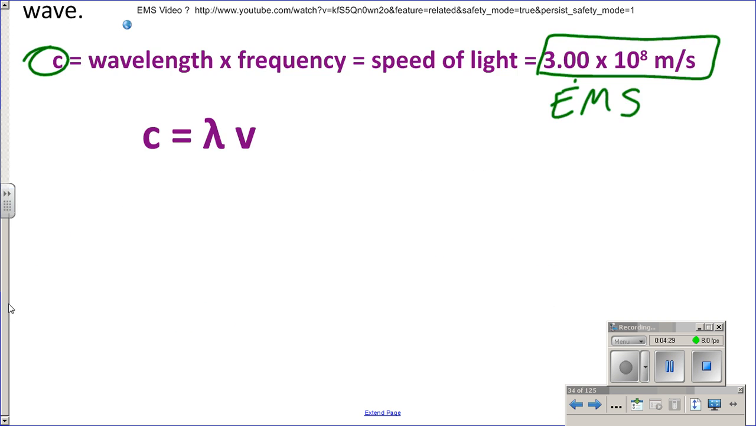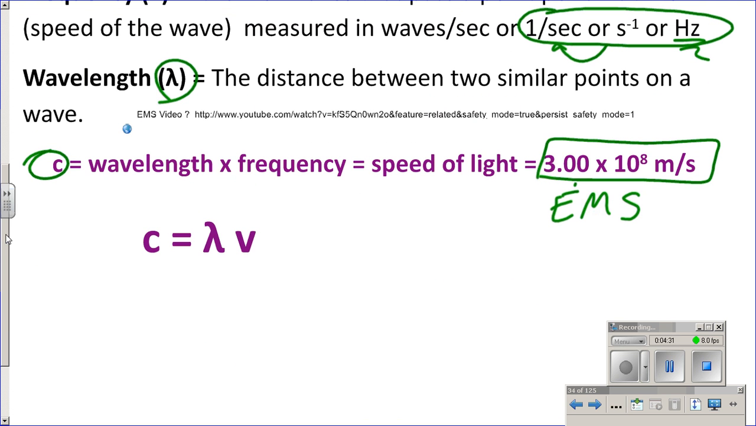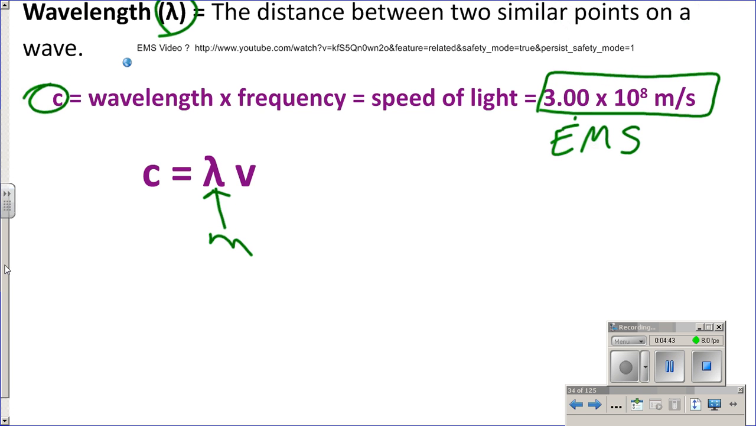But that means that you can create a direct or indirect relationship between the two things that are the product that equal to the speed of light. So let me show that equation. The equation is c is equal to lambda times frequency. What does lambda stand for? Wavelength. What is wavelength supposed to be measured in? What units? Meters. Okay. What is frequency measured in?